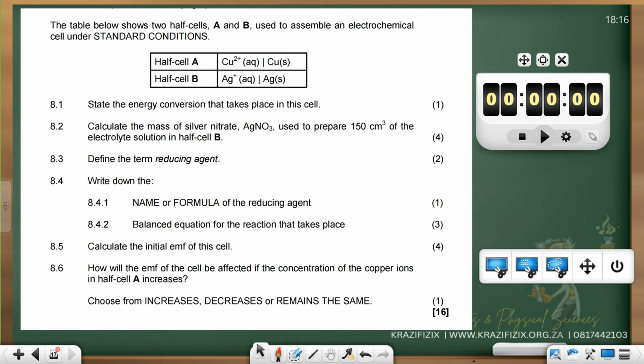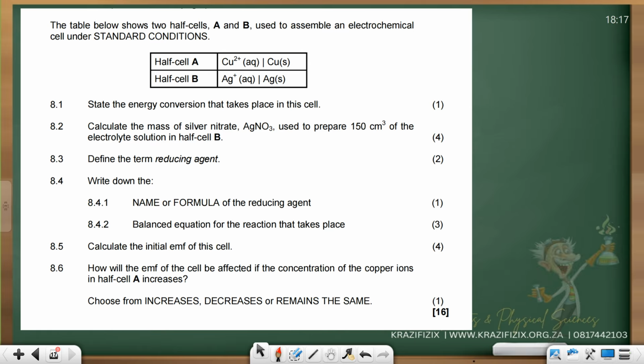Okay, can I mark this quickly? Let's see if we can do this until 6:30. I needed to do some chemical equilibrium too, just maybe 2 questions to remind ourselves. All right, let's see. The table below shows cell A and B used to assemble. Okay, so we have A and B.